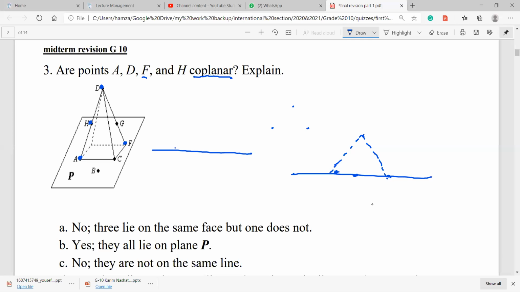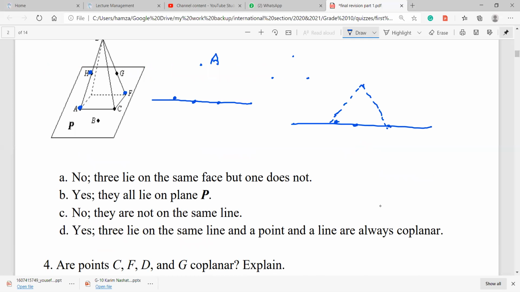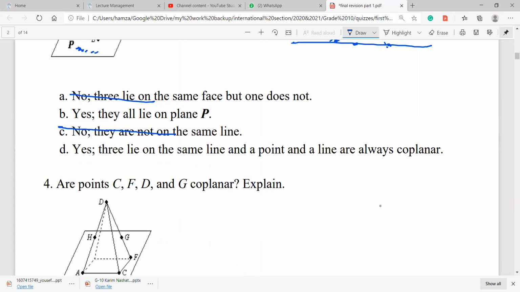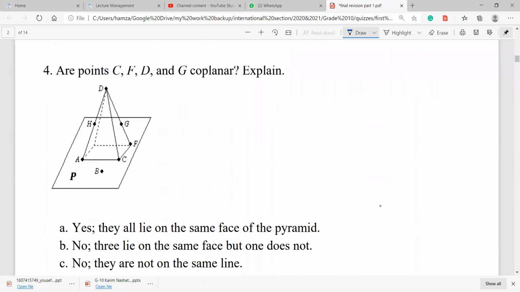Because, guys, any three points on a line and a point always outside the line always form what? A plane. So yes, these points are coplanar. Why, guys? Let's see the description. So D is eliminated. Yes, all lie on plane P. This is wrong, guys, because H and D are not in plane P. So the right one is D.